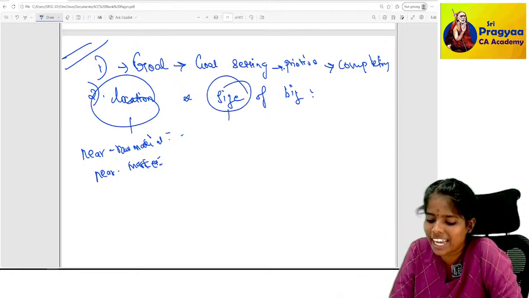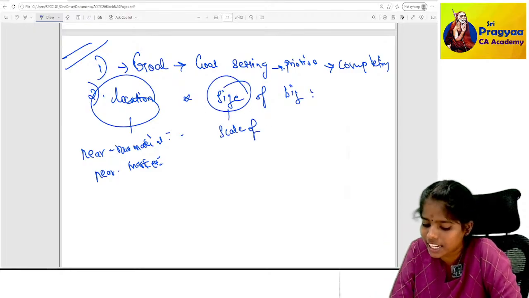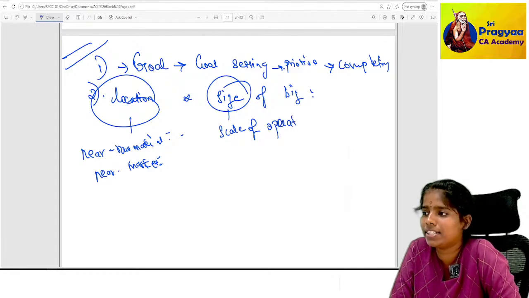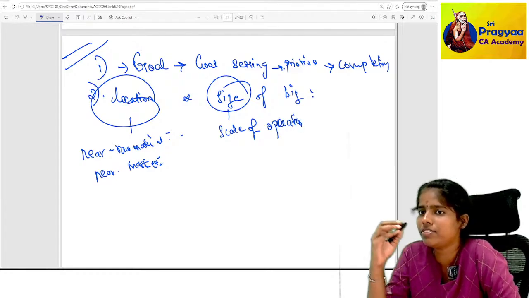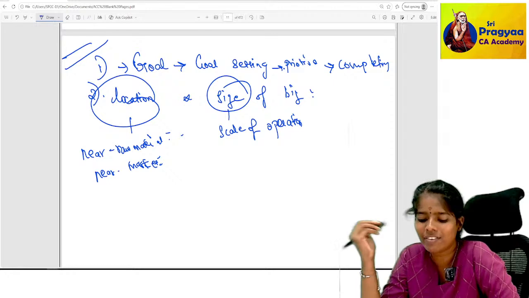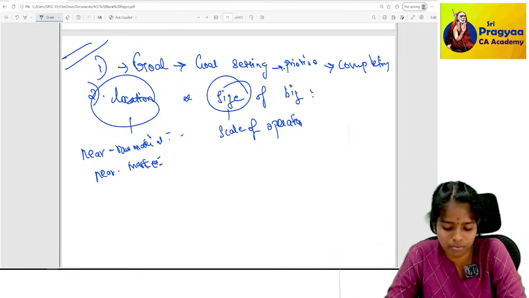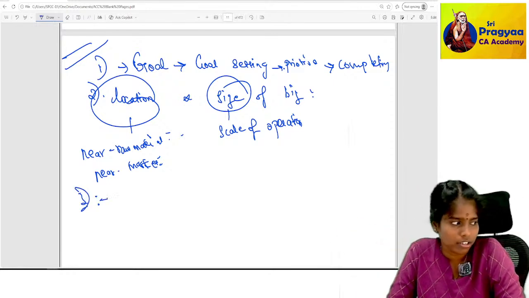Size of plant, scale of operation, large scale or small scale. ஆரம்பிக்கும் போதே நம்ம பெருசா ஆரம்பிக்கலாமா இல்ல சின்னதா ஆரம்பிச்சு shall I develop more? That I will have to think. Next, finance.